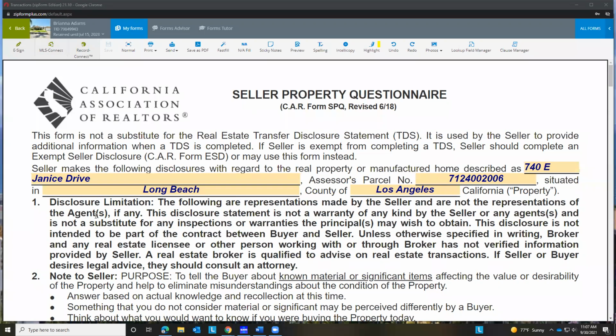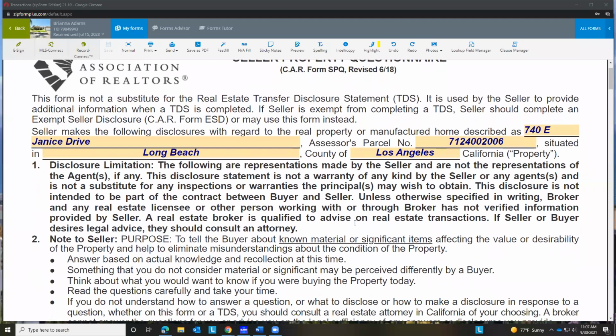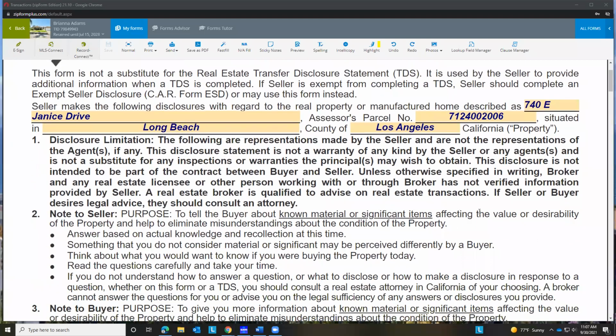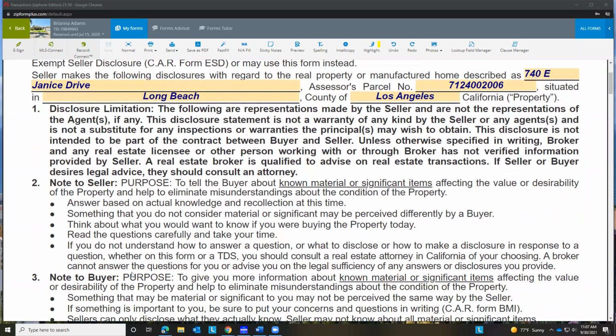Okay, the purpose of this form is to tell the buyer about known material or significant items affecting the value or desirability of the property, and to help eliminate misunderstandings about the condition of the property. The seller needs to answer based on actual knowledge and recollection at the time they filled out this form. Something that you do not consider material or significant may be perceived differently by a buyer. Think about what you would want to know if you were buying the property today. Read the questions carefully and take your time.